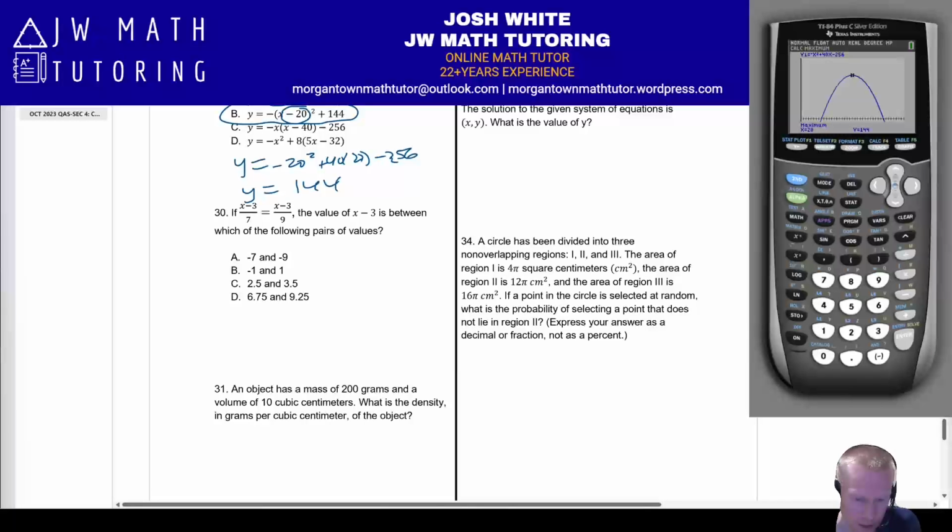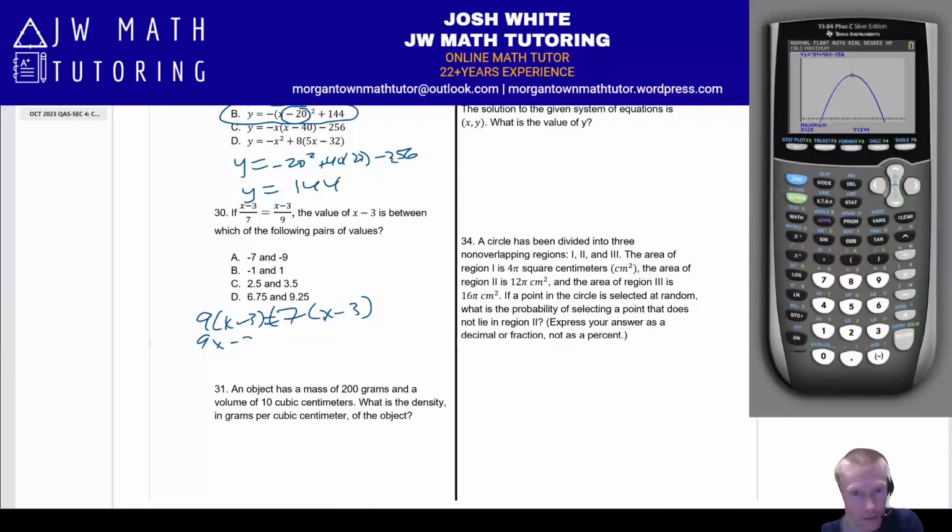All right, for number 30, there are multiple ways you could do this one as well. So one way is to just go ahead and solve this. If you cross multiply, you're going to get 9 times x minus 3 equals 7 times x minus 3, or 9x minus 27 equals 7x minus 21, and you get 2x, excuse me, not 21x, equal to 6. Add 27 to both sides, or x equals 3.